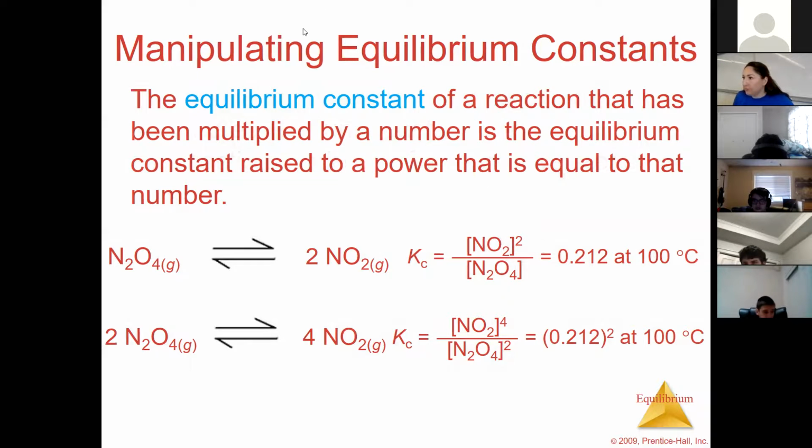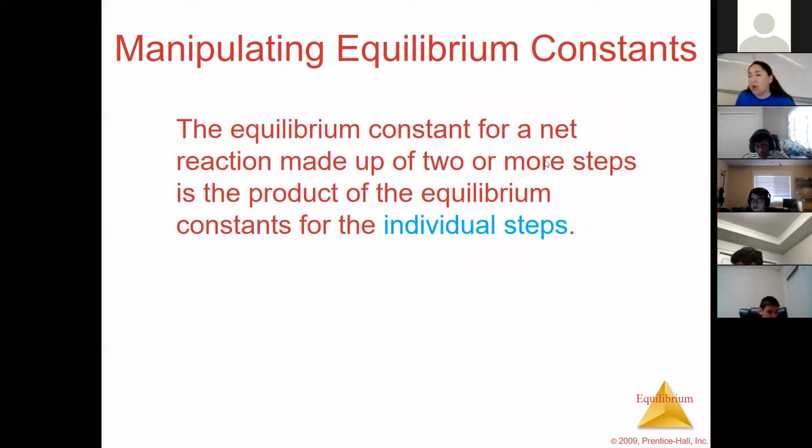Okay. So it's saying like, hey, the equilibrium constant for a net reaction, just like enthalpy, is made up of 2 or more steps. Great. Is the product of the individual steps. So instead of adding them, you're going to multiply them.